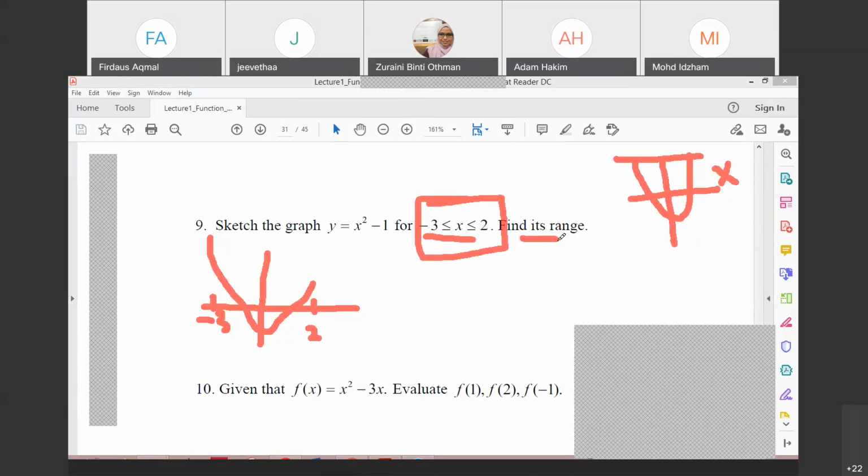Siapa dapat? Cepat bagi. Range dia berapa? Suara-suara range yang ni berapa? Okay, from negative 1 until 8. Okay, so good. So the answer is negative 1 from here, negative 1 until yang paling tinggi nilai dia 8.